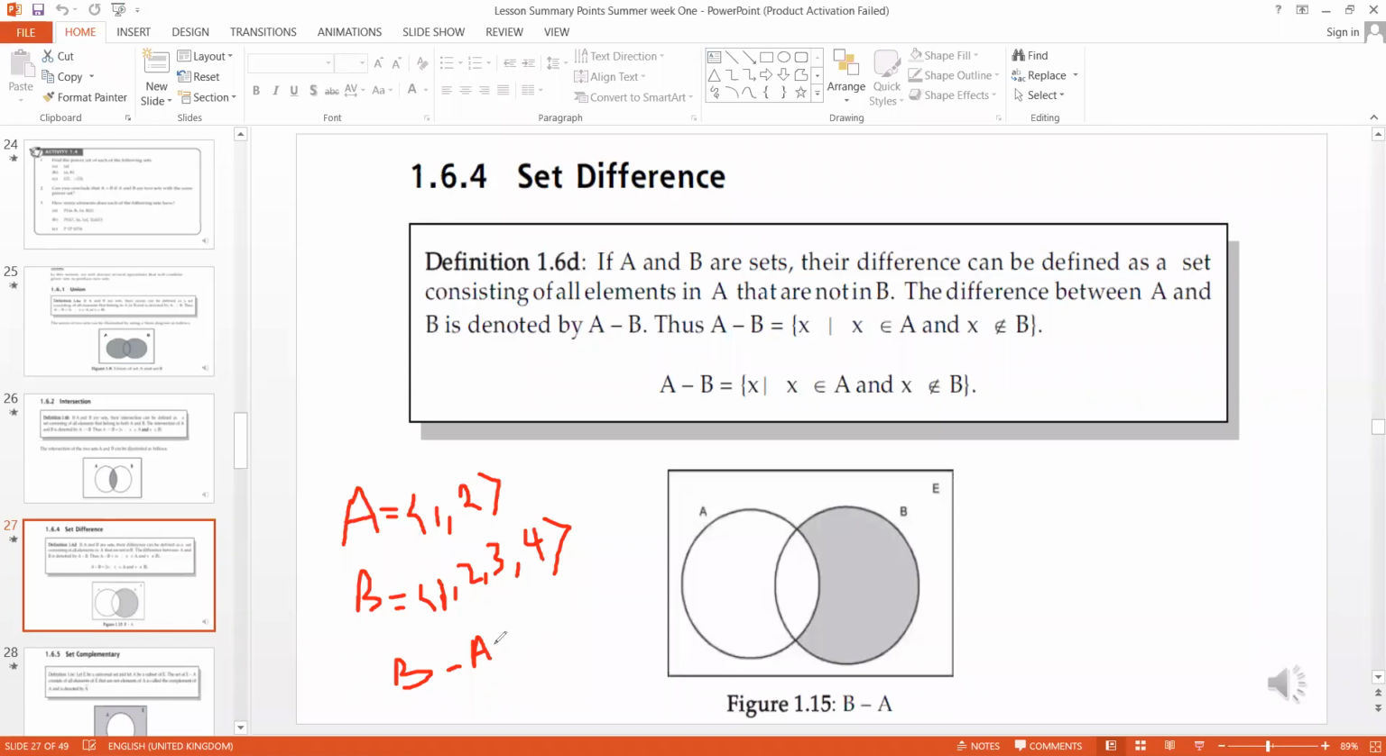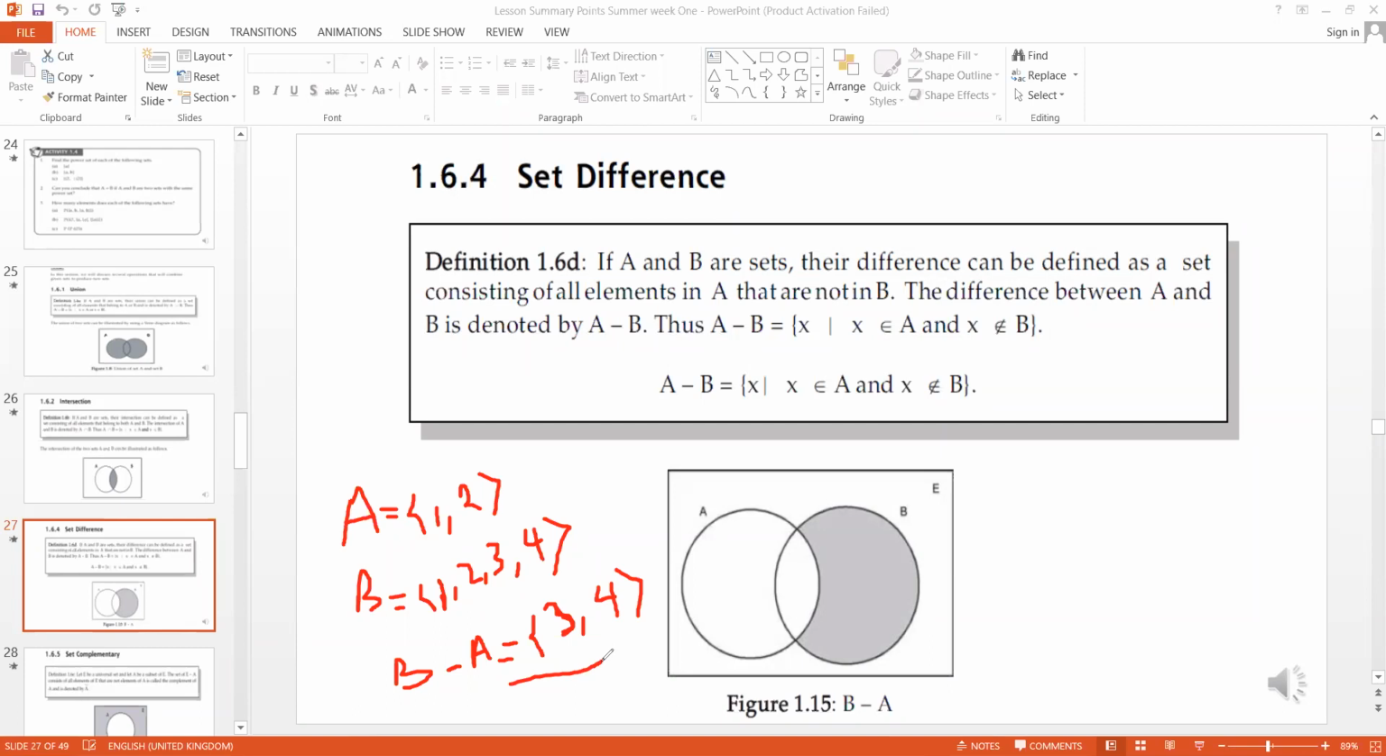Yeah, so set difference B minus A is simply going to be what? 3 and 4. Okay. So it is B less A. In other words, you just subtract the set A from the set B to give you what? The set difference.